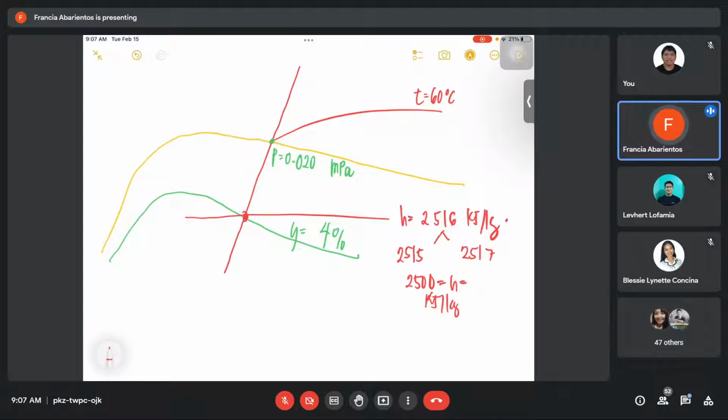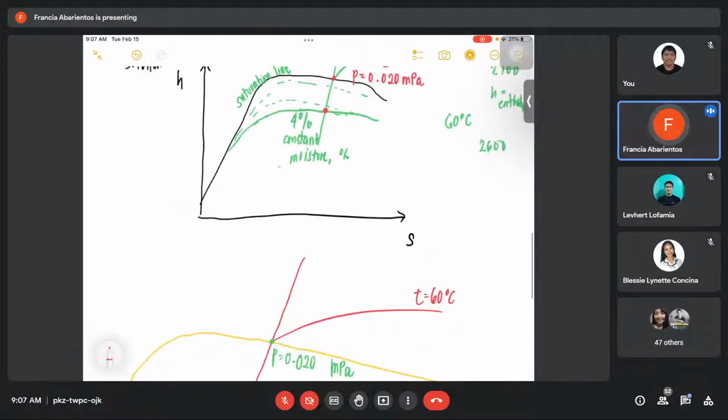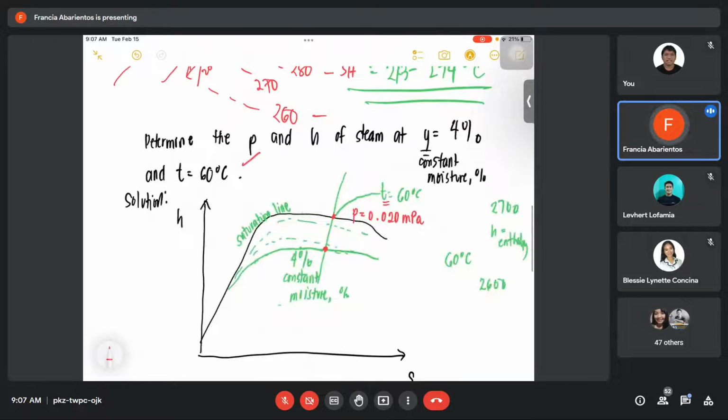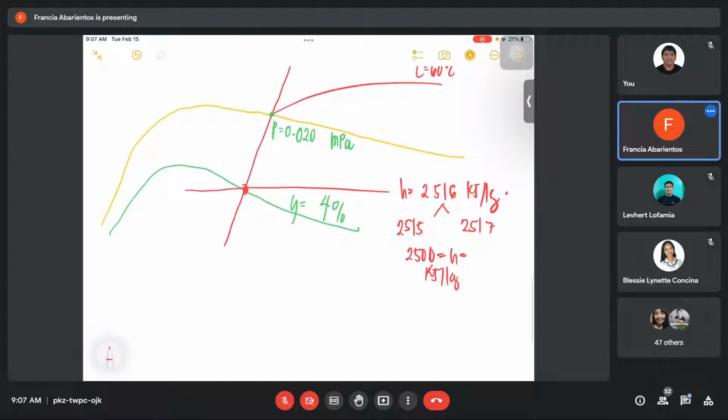Yung iba class, nasundan ba kami? Baka wala kayong steam table class. So, nakuha na ba natin the pressure and the enthalpy? So, we have now the answer. So, yung pressure class, automatically 0.020 megapascal. And we have now the enthalpy. Sabi ko nga, pwede siya mag-fall dito sa mga value na to. 16 kilojoule per kilogram. Okay.